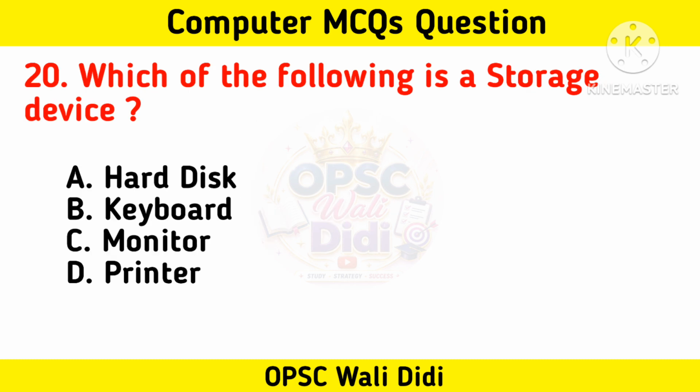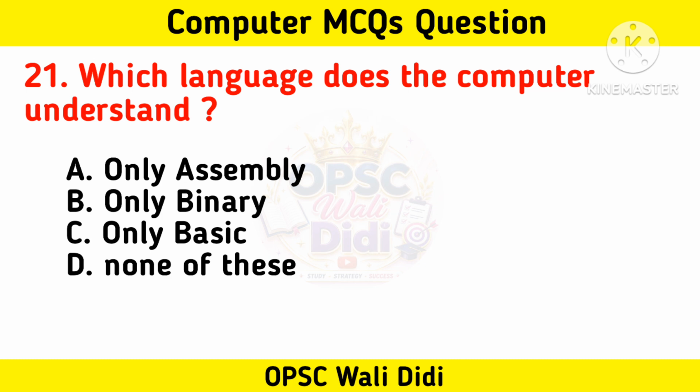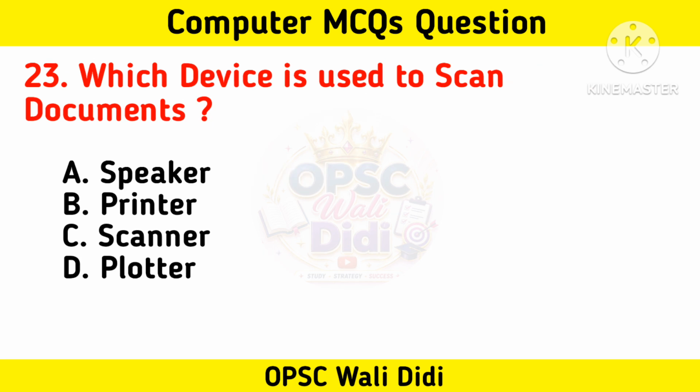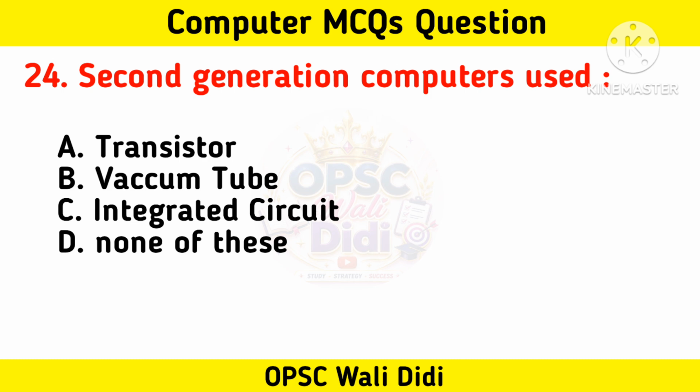Which of the following is a storage device? The correct answer is hard disk. Which language does the computer understand? The correct answer is only binary. Which of the following are physical devices of a computer? The correct answer is hardware. Which device is used to scan documents? The correct answer is scanner. Second generation computers used. The correct answer is transistor.